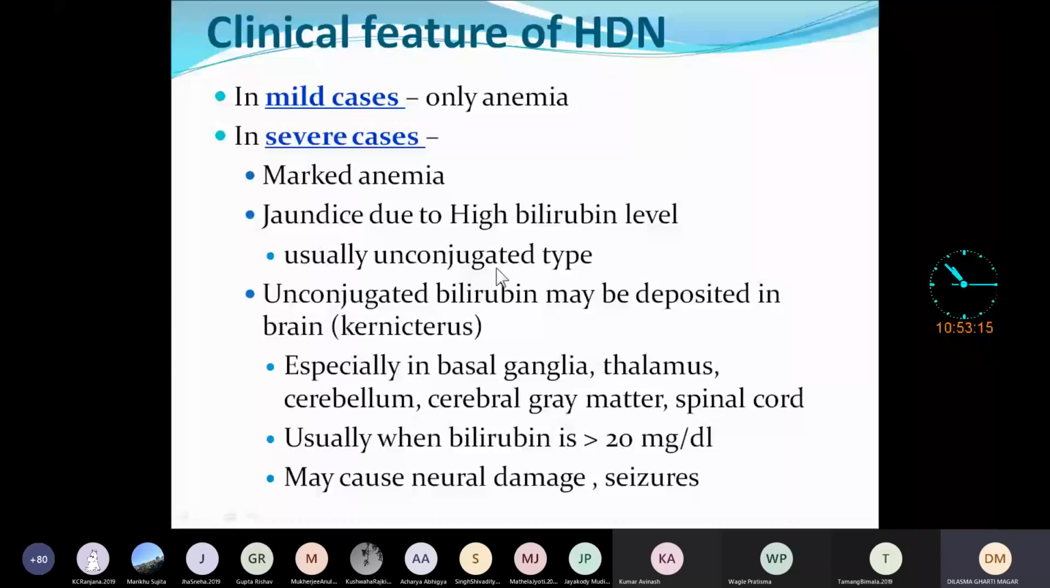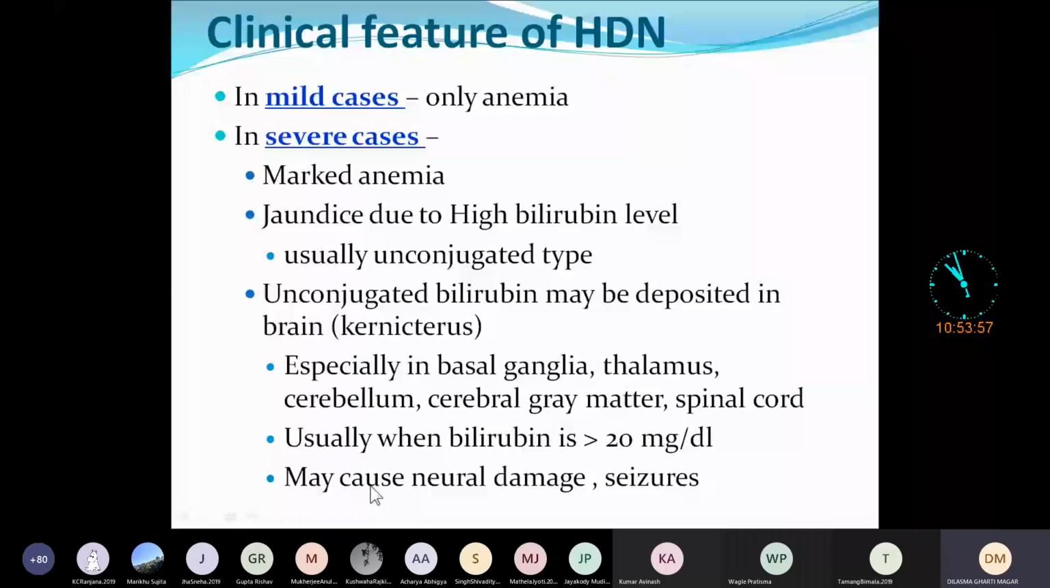So this unconjugated bilirubin may be deposited in the brain. Whenever this unconjugated bilirubin is more, it can cross the blood-brain barrier of the baby, so it will lead to kernicterus. Kernicterus means this unconjugated bilirubin will be deposited in the basal ganglia, thalamus, cerebellum, and even the gray matter and the spinal cord. Understood here? To have kernicterus, usually the unconjugated bilirubin has to be more than 20 milligram per deciliter. Understood here? So the babies will show neural damage, and then seizures will be seen.